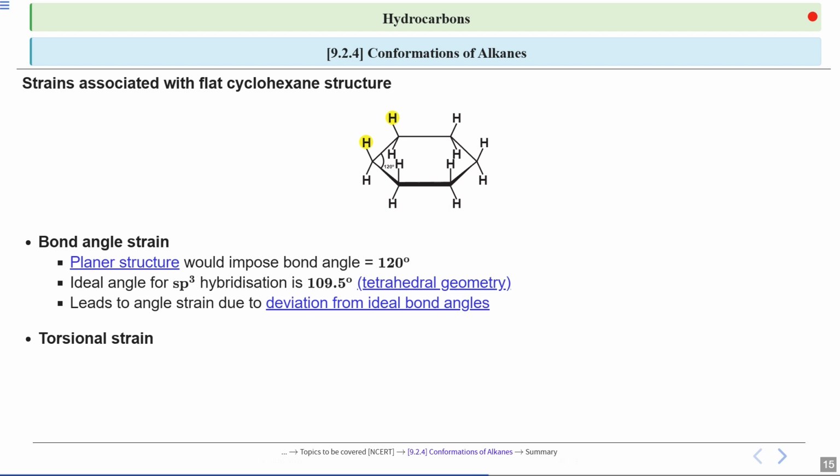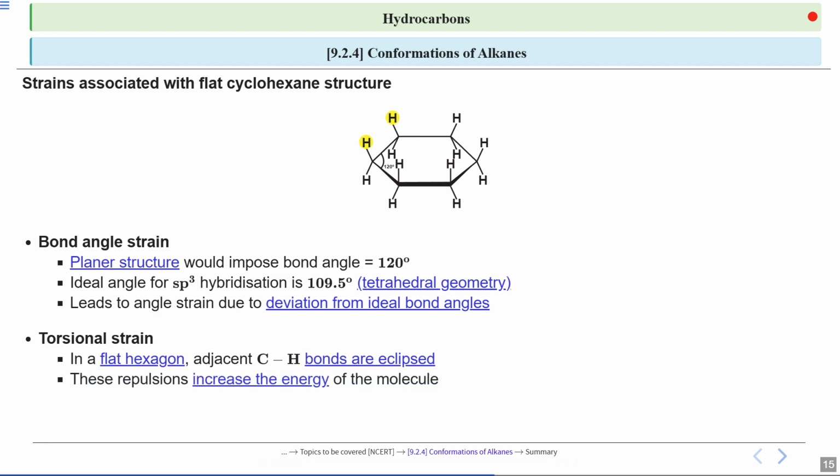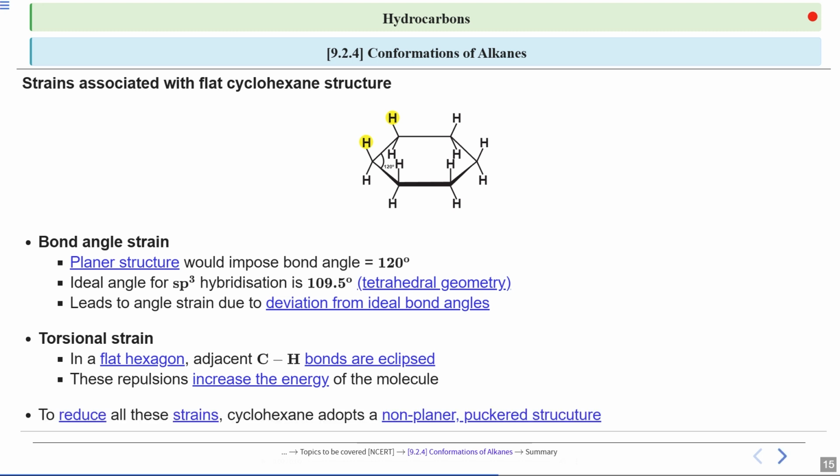Now, what about the torsional strain? Is there any torsional strain present here? Yes, in flat cyclohexane, adjacent carbon-hydrogen bonds are eclipsed. You can see here that we have this carbon-hydrogen bond eclipsed with this carbon-hydrogen bond. So this creates a torsional strain in the planar cyclohexane structure. This repulsion increases the energy of the molecule, of course, and therefore contributes to the overall instability of the flat cyclohexane structure.